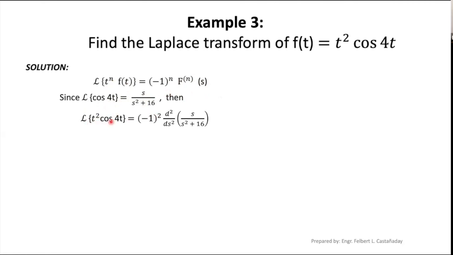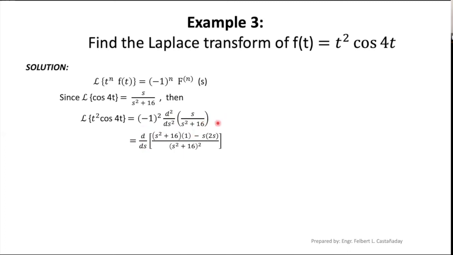Then, applying the theorem, we have t squared. So it means that we have a negative factor here, negative 1 raised to n. In this case, 2. Negative 1 raised to 2 is positive. And then we have the second differentiation of s over s squared plus 16. Firstly, apply the first differentiation. We still have a differentiation operation here.